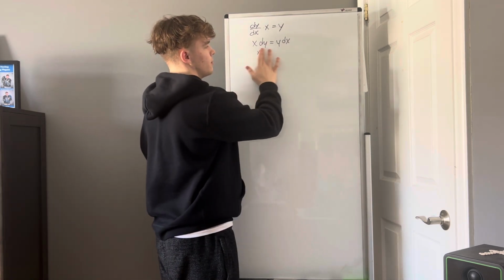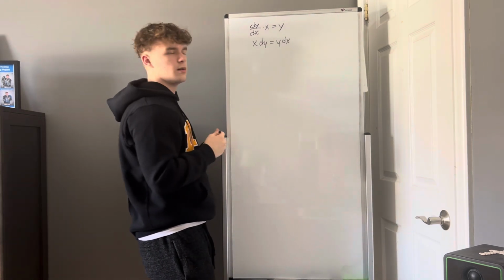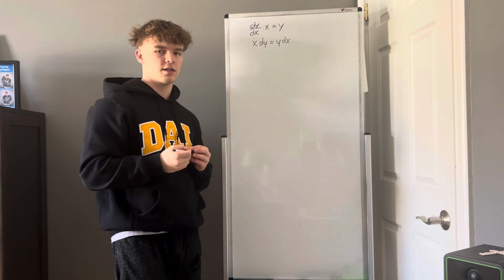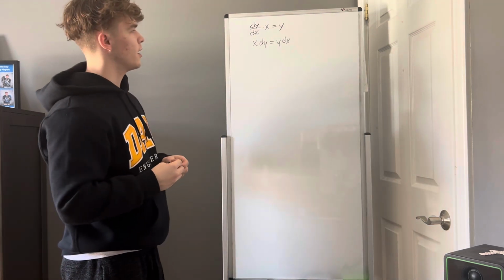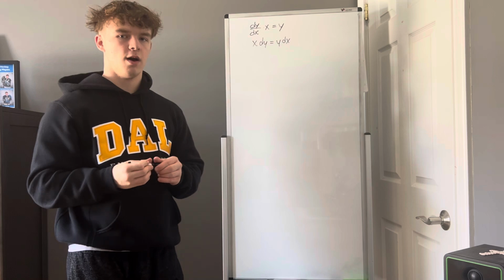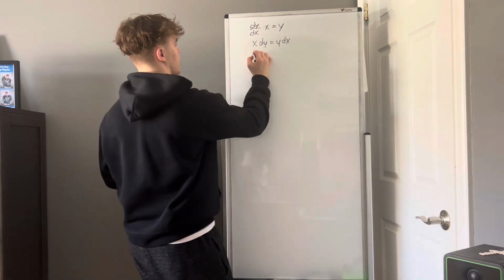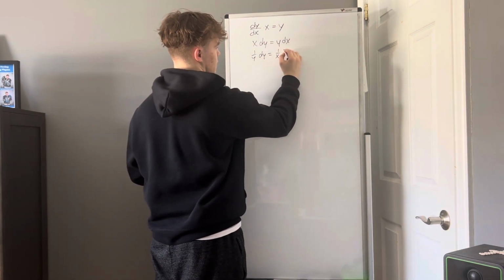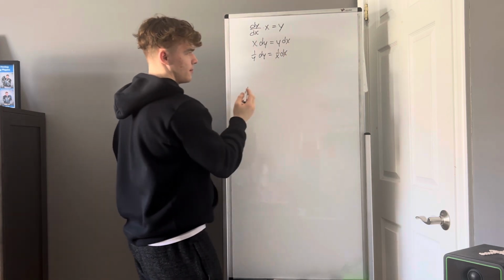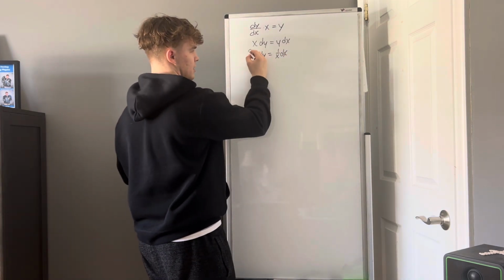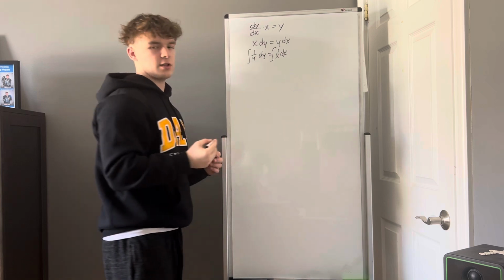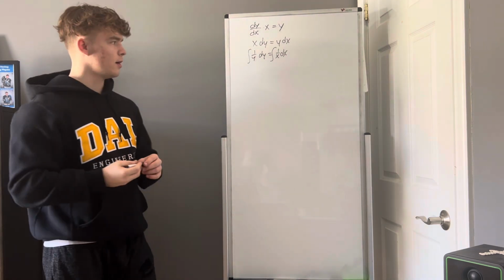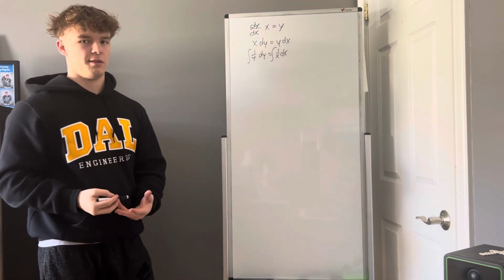So how are we going to do this? Let's divide both sides by x and y. We're going to get 1 over y dy equals 1 over x dx. Okay, that's an easy integral. Let's integrate both sides like we did in the last example. We've seen this a million times before.